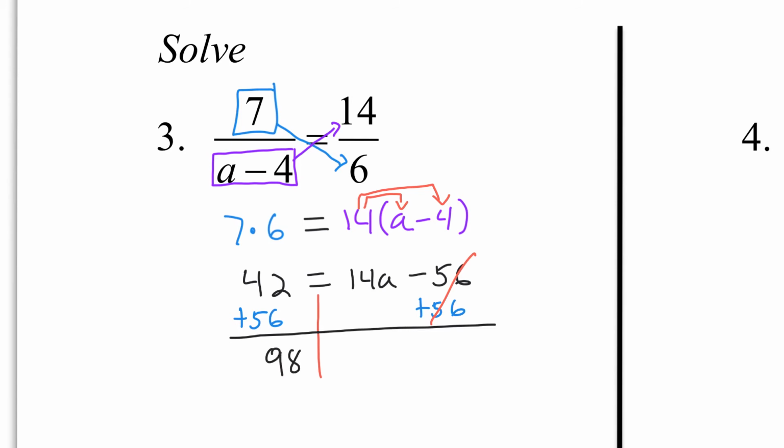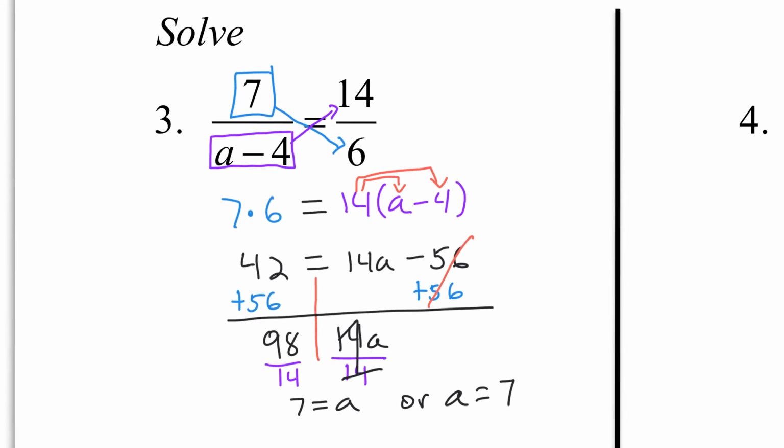And on the other side, we get 14a. We are going to divide by 14 here. So you divide 98 by 14, and the answer is 7. So 7, let me write it down, 7 equals, this turns into 1, we don't need it, a. Or we can say a equals 7.